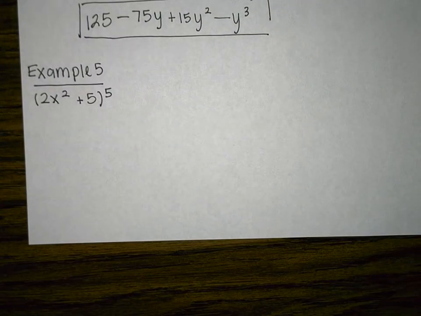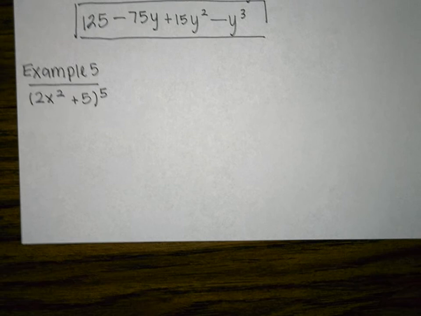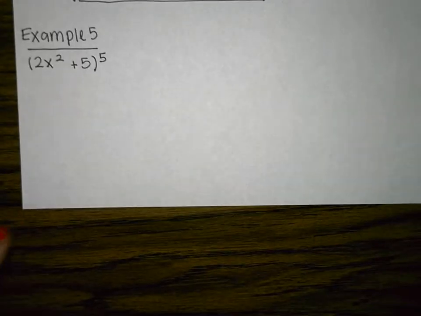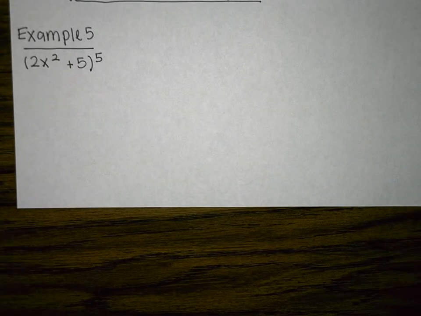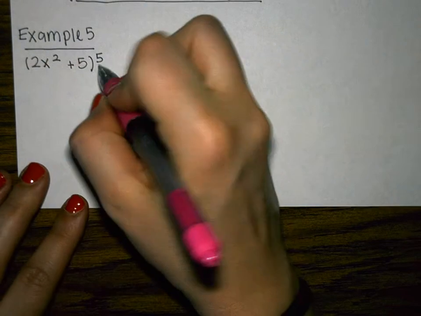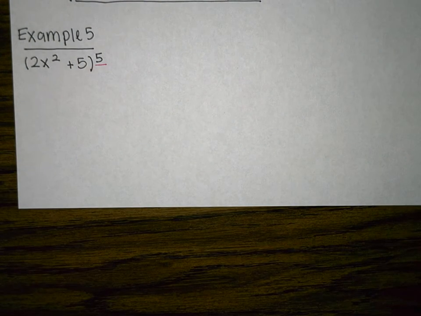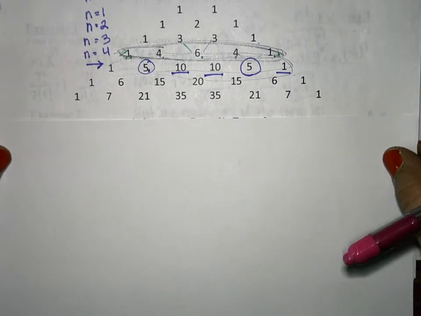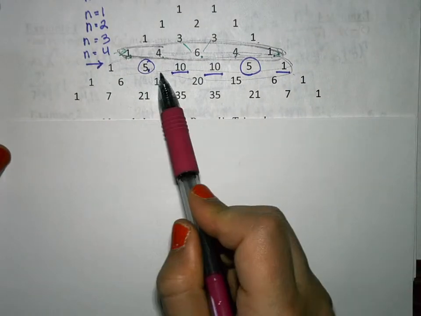Last example. We have 2x squared plus 5, all of that to the 5th power. So I'm going to use the row of Pascal's triangle that has the 5s. So that's going to be this row, 1, 5, 10, 10, 5, 1. So I'm going to fill those in right now.